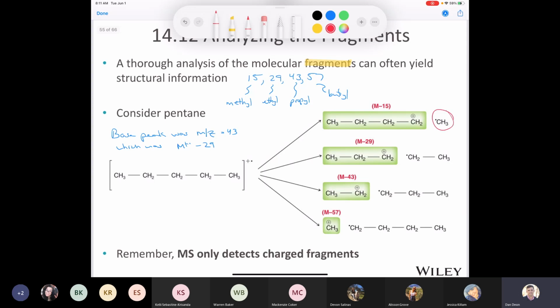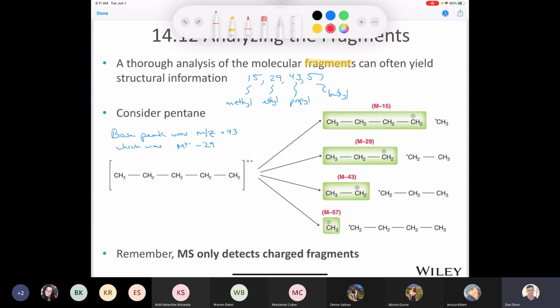Remember that radicals are not going to be detected unless it's a radical cation. Remember that only charged fragments are going to be detected. So the only thing that we're going to see are what are in these green circles or boxes here, because it has to have a charge in order to be, what's the word I'm looking for? Recognized or detected. Detected is the word I'm looking for. In order for it to be detected in the mass spectrum, it has to have a charge. And that's something that I went over with you in dirty detail.